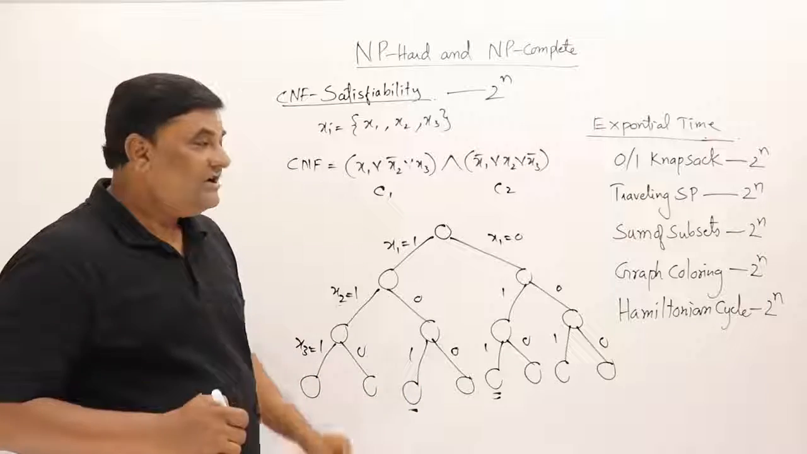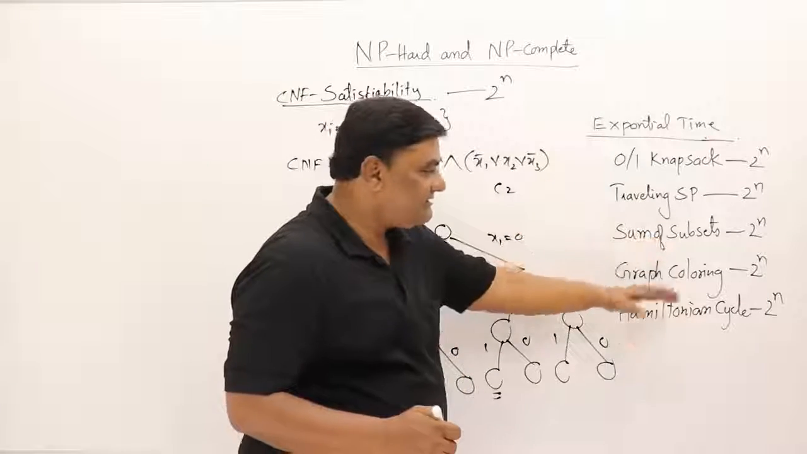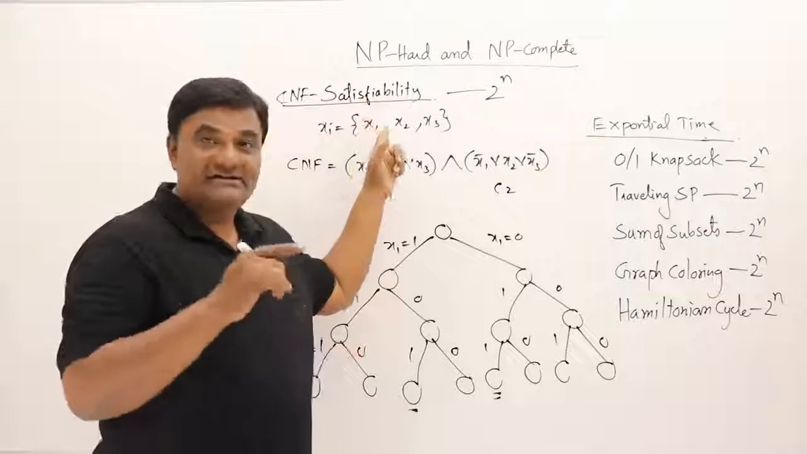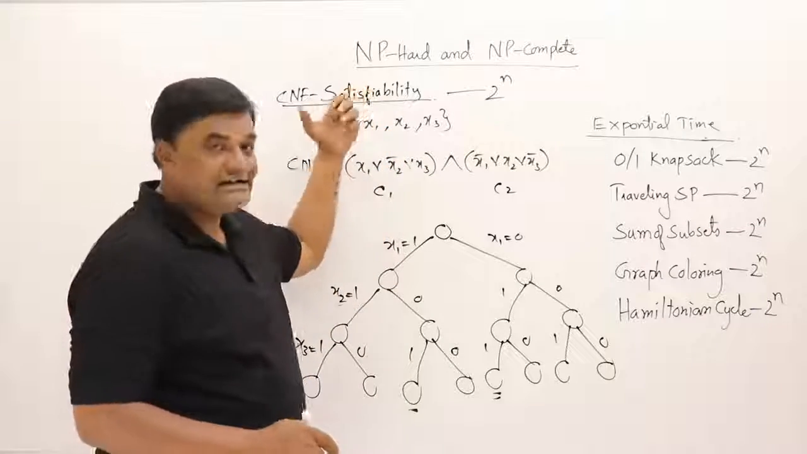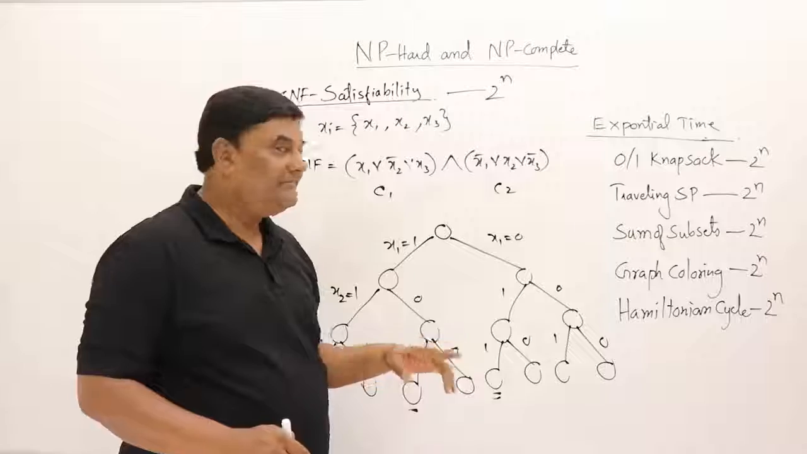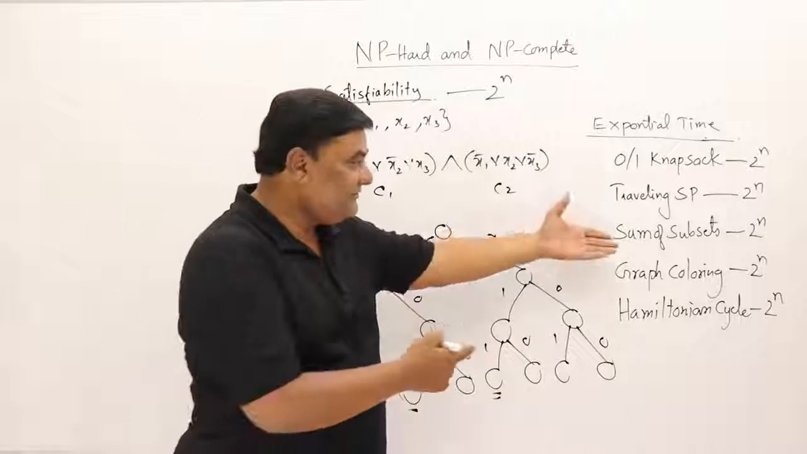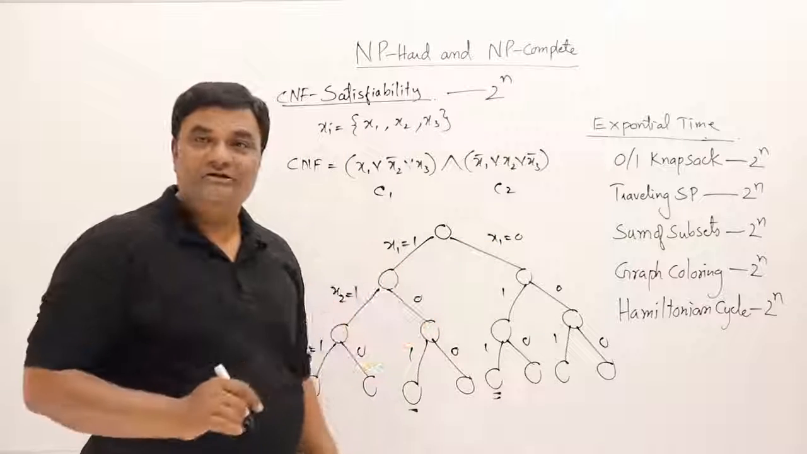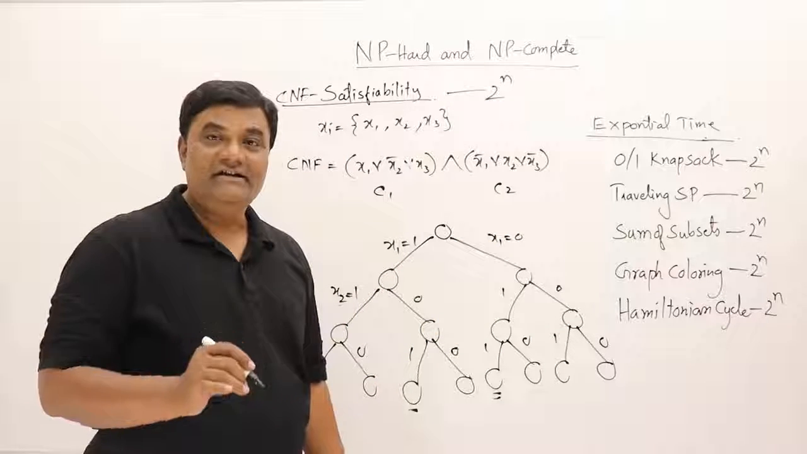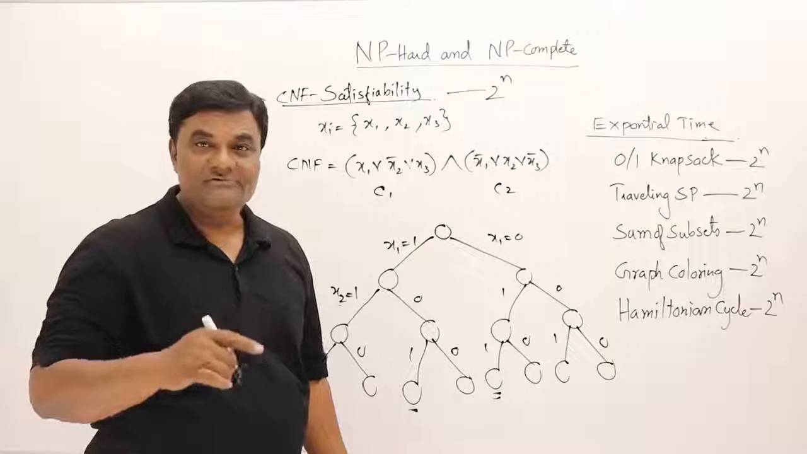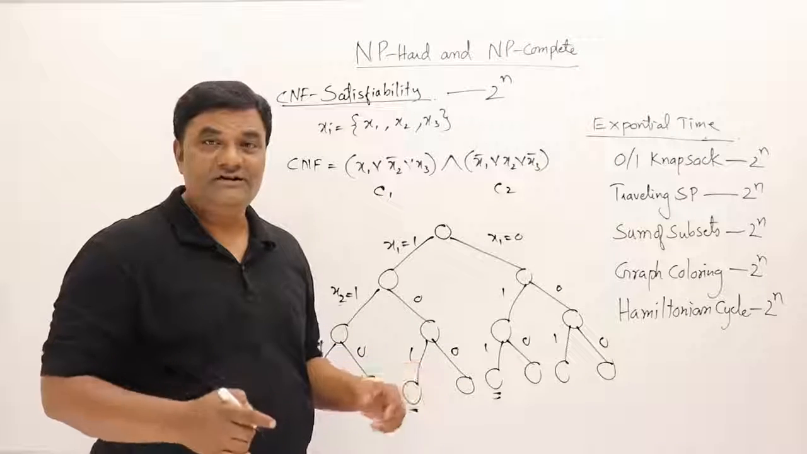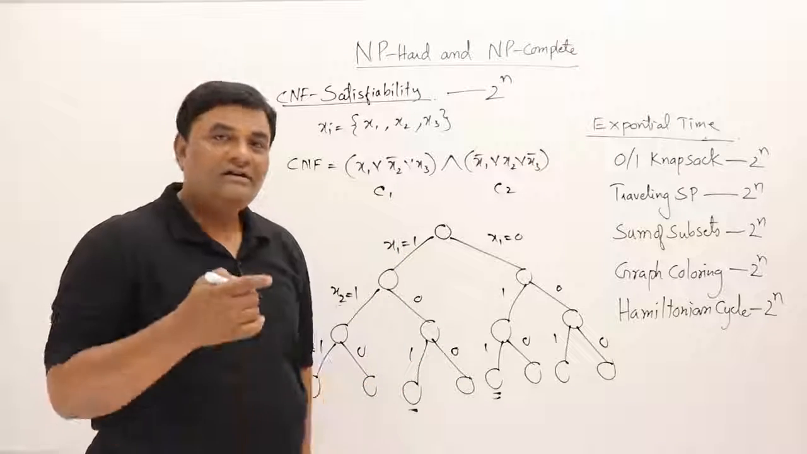Now what do we have to do? We have to show that these are similar to this one, such that if satisfiability is solved in polynomial time, all can be solved in polynomial time. Or if any one of them is solved, then all of them can be solved in polynomial time. So this is the idea. We have to relate these problems so that we don't have to solve them individually. If one is solved, all are solved. Now how to prove that?